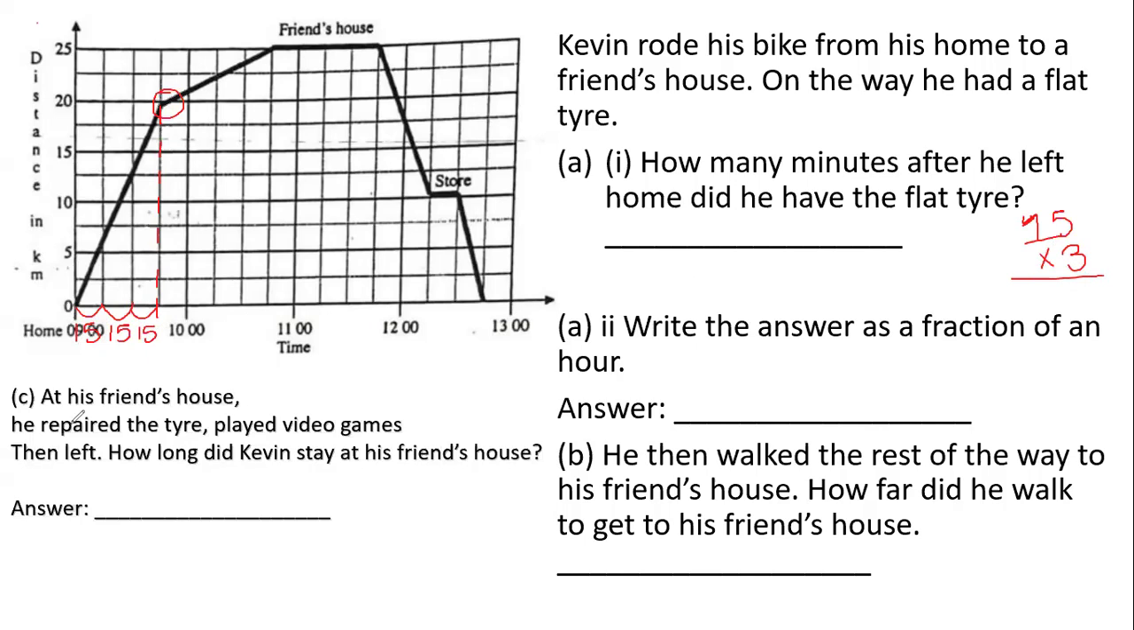You know what? I should write this. 3 times 5 is what? 15. Put the 5 down and carry the 1. 3 times 1 is 3, plus 1 is 4. Very good. So that means, how many minutes after he left home did he have the flat tire? The answer is 45 minutes.